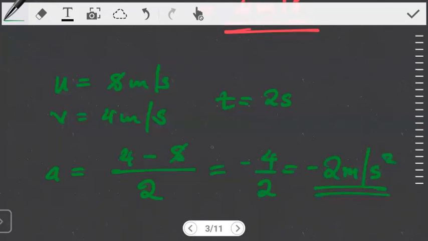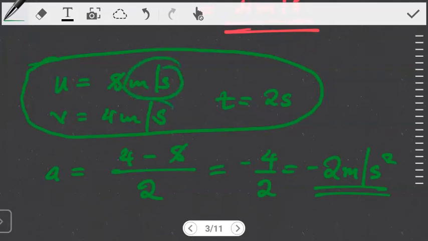So notice that when I'm making the substitutions here, I always drop out the units. But first, before I even make the substitutions, I check to make sure that my units are the same. This is velocity and this is velocity. If I'm going to subtract them, I have to make sure that they have the same units.